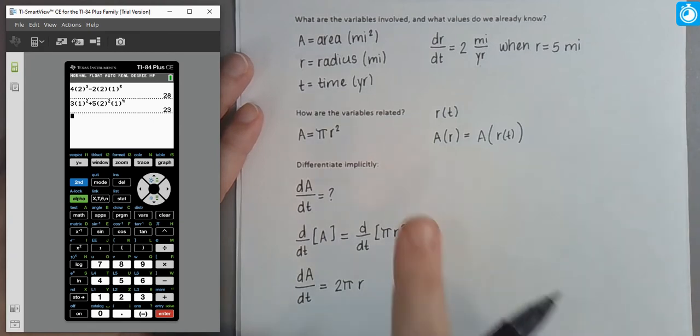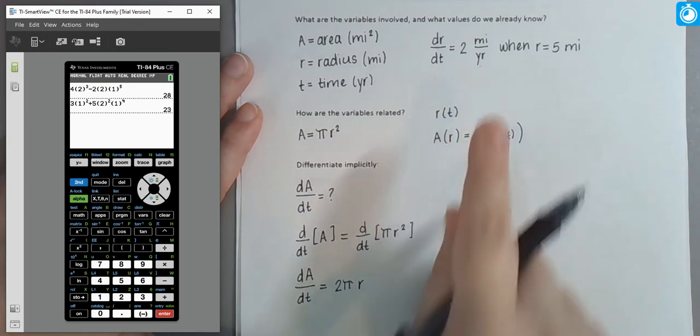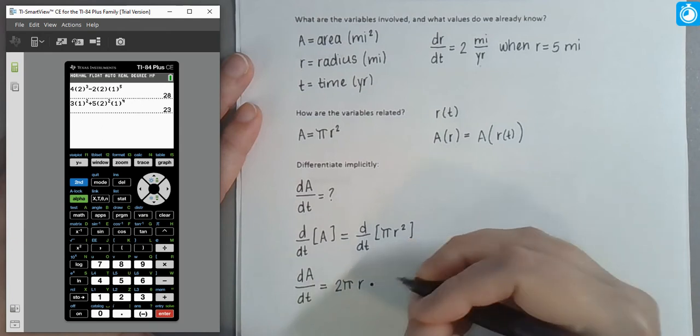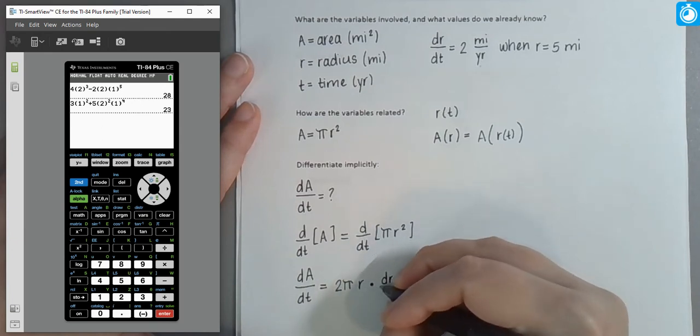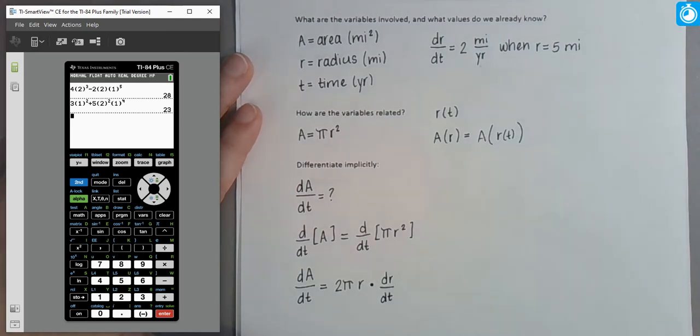Now what else do we need? Remember, r is not just a variable, it's a function of the variable t that we're differentiating with respect to. So we treat r as the inner function, take its derivative with respect to t. So we're going to multiply by dr/dt. And there is our derivative.